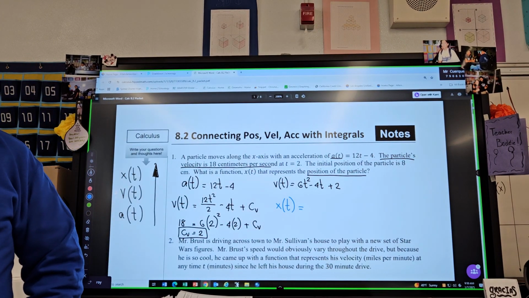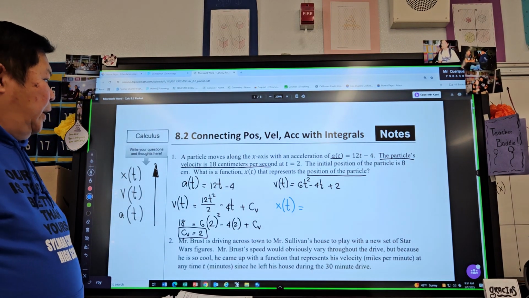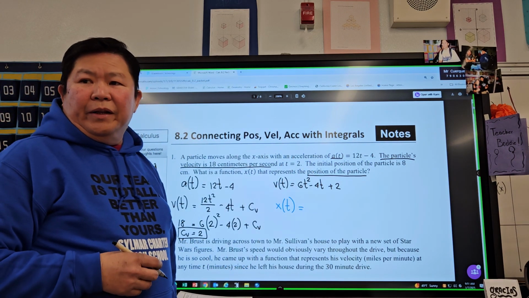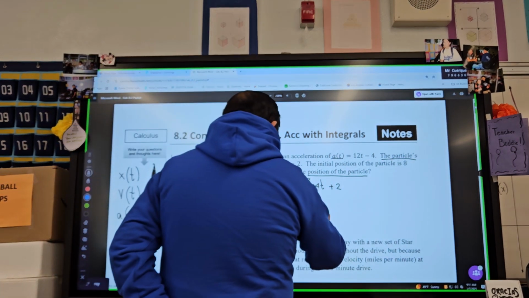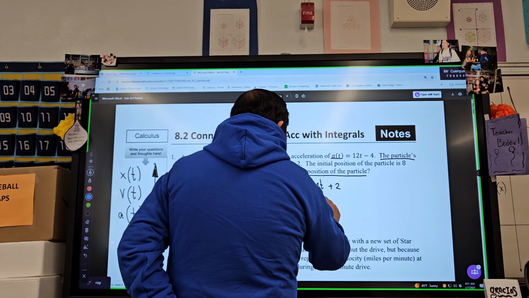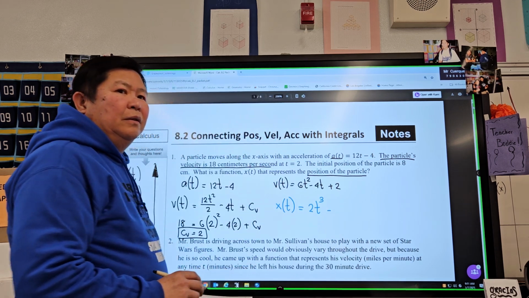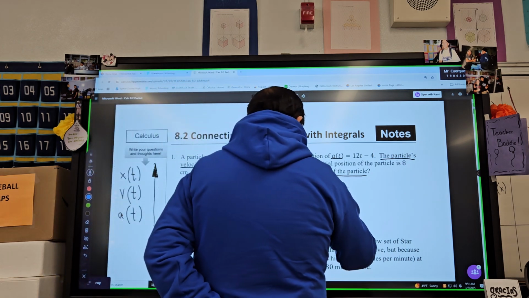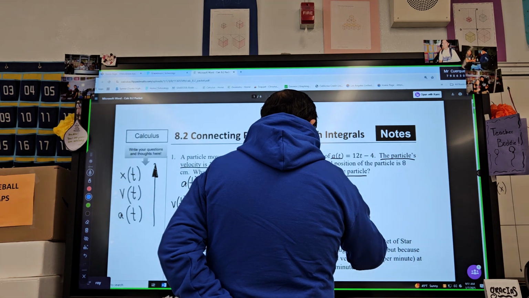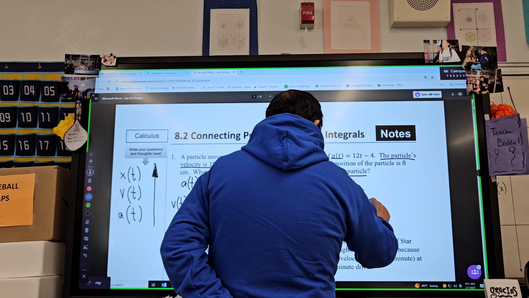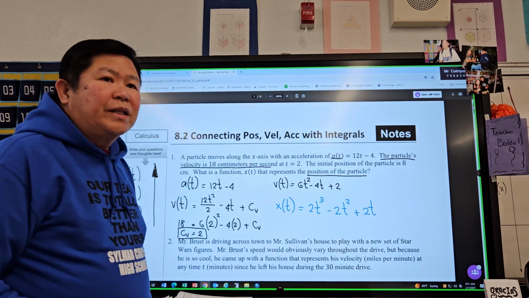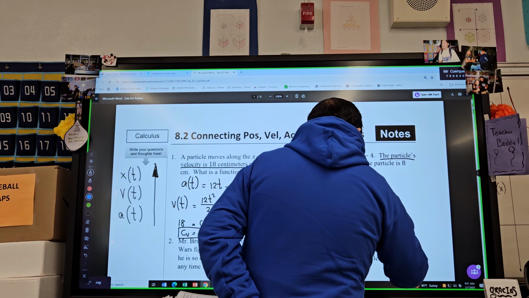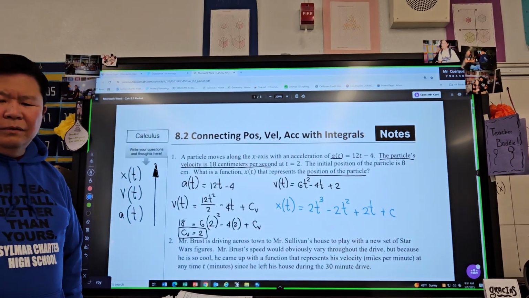Okay. What is that now? So plus 1, so 3 power. Then 6 divided by 3 is 2. So 2t to the power of 3 minus 2t squared plus 2t plus the constant, right? Okay, plus the constant. And then what to do now?